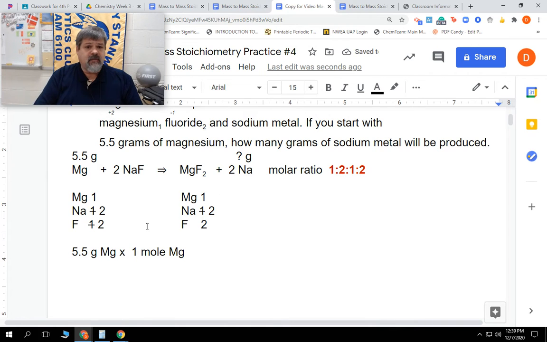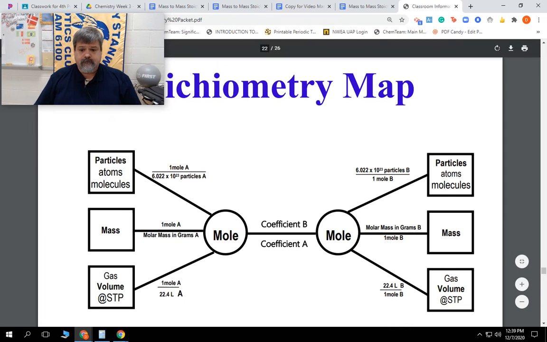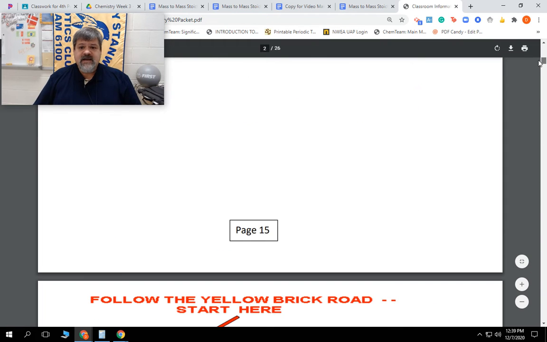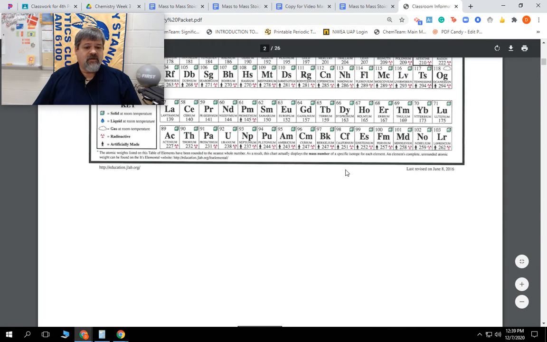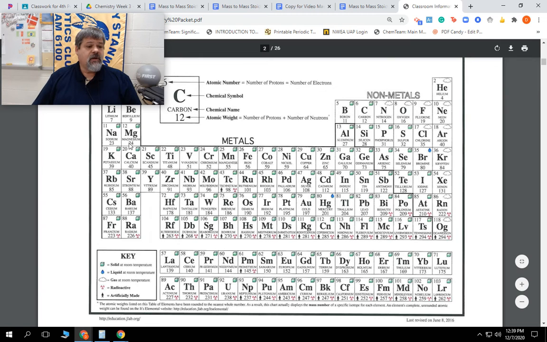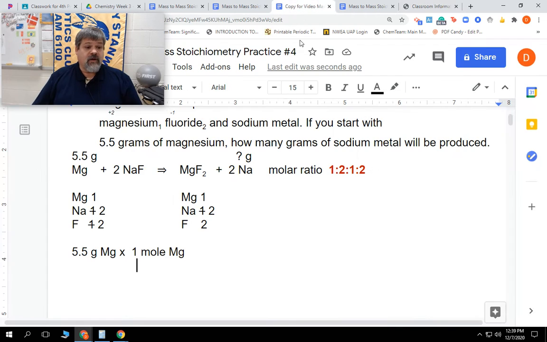Well, it's just magnesium, so we have to go to our periodic table and find the atomic weight. Once we get it, it's not the atomic number, but the atomic weight, excuse me, which is 24. So that's what we're going to use: 24 grams equals 1 mole of magnesium.